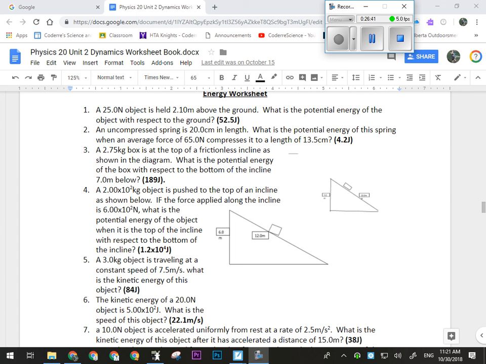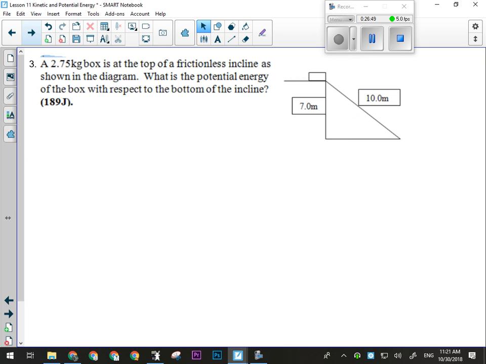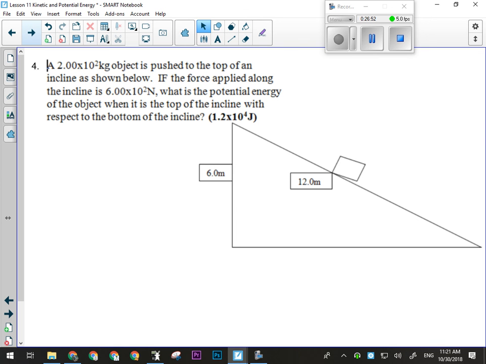And the other one's giving us trouble. Number 4. So on number 4 here, we're pushing this object to the top of an incline. The force being applied along the incline is 600 newtons. What's the potential energy of the object when it is at the top of the incline with respect to the bottom? Since they don't mention friction being a factor, we're going to assume it is not. All I'm doing here is changing what kind of energy? Potential. It also mentions nothing about me accelerating this object in any way, shape, or form.